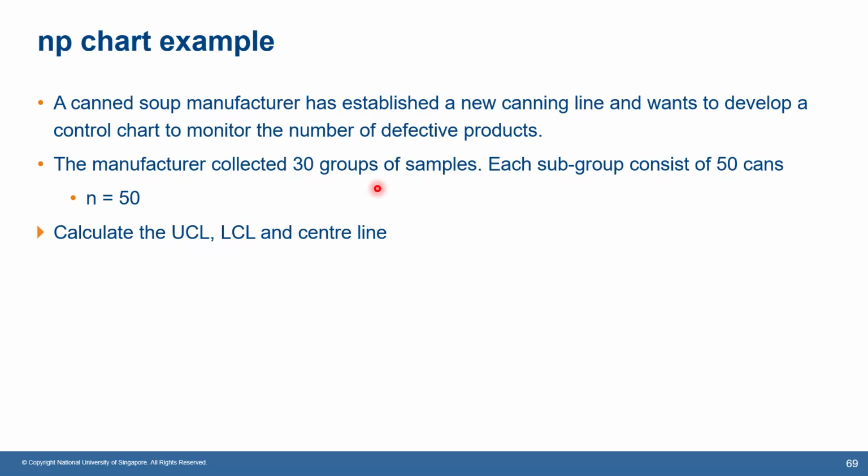So now let's look at an example. A canned soup manufacturer has just established a new canning line, and they want to develop a control chart to monitor the number of defective products. They collected 30 groups of samples. Each subgroup is 50 cans, so basically n is 50. Now calculate the UCL, LCL, and the center line for an NP chart.